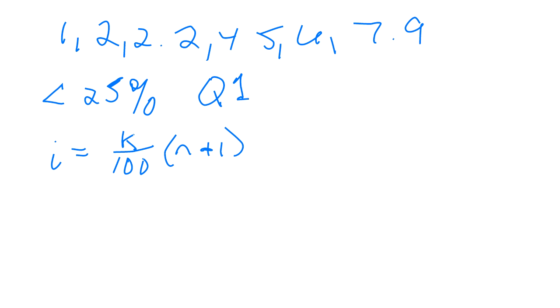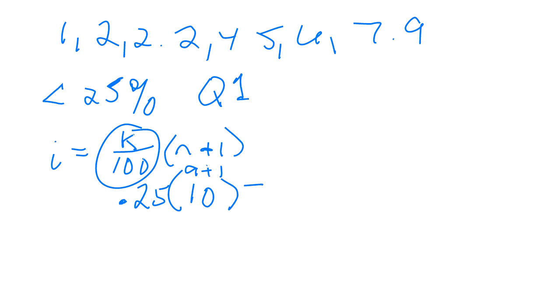And what I do is I make lots of note cards. So the k is a percentile, so it's 25%. So 25 over 100 is 0.25. But how many numbers do we have? We have 9 numbers. So 9 plus 1 is 10. So on the calculator, that's 2.5.